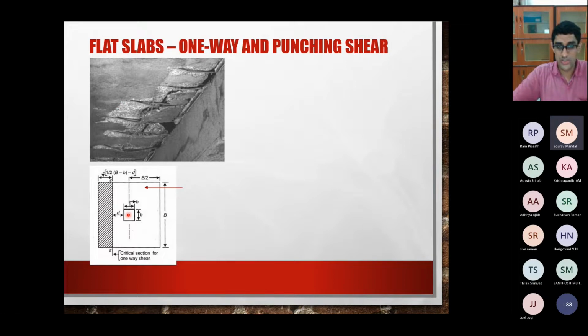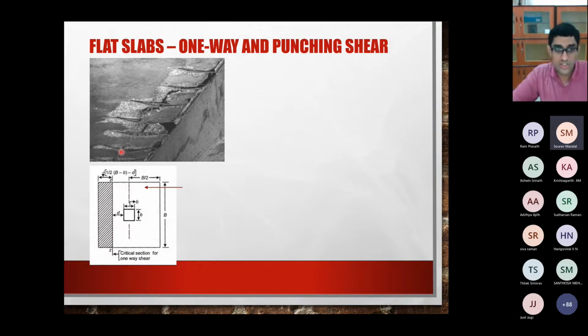This is known as one-way shear, where the shear failure is along a particular edge. It fails all through the edge. The critical section for one-way shear is to be taken at d from the face of the column, where small d is nothing but the depth of the slab. Then you calculate the area of the space, and the load divided by the area will give you the shear stress, and you can check it.